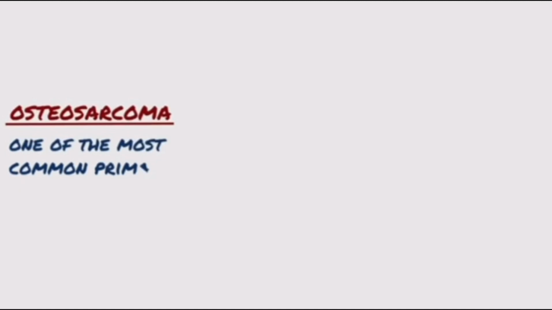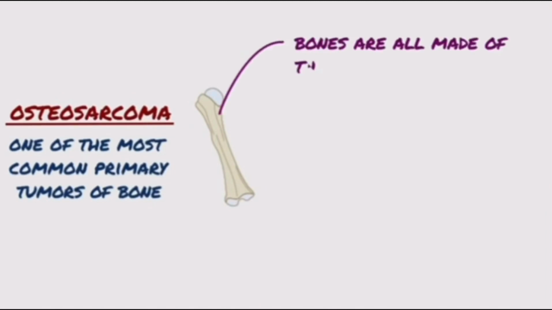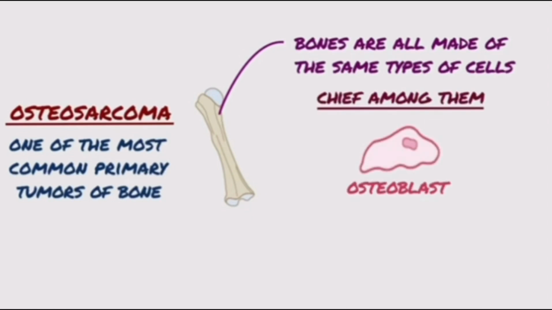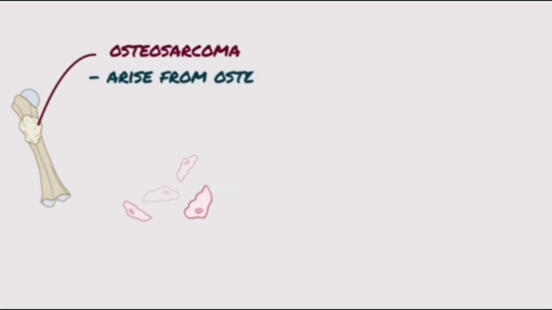Osteosarcoma represents one of the most common primary tumors of bone. Even though our bones are different when it comes to sizes and shapes, still they are all made of the same types of cells, and the primary one among them are osteoblasts. Osteoblasts build up new bone, and osteosarcomas arise from osteoblasts of different sizes.